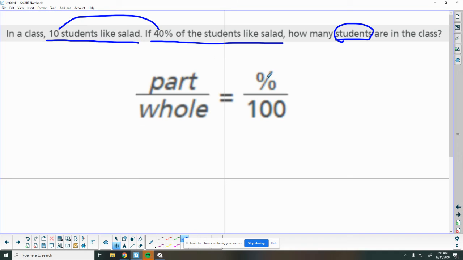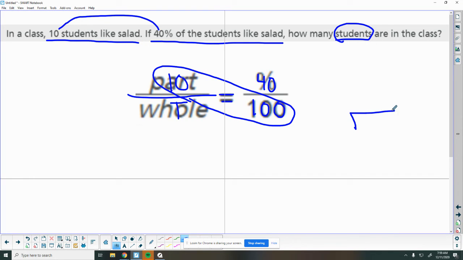So let's start with our percent. So 40% always over 100. And we know that 40 is 10. So these should be connected to each other. And then we're looking for the total number of students in the class. So 100 times 10 is 1,000. And then we're dividing by 40 here.